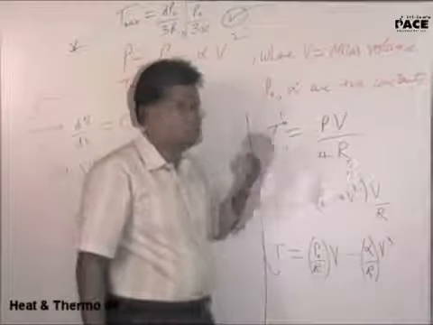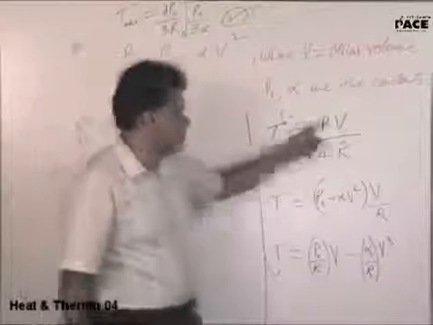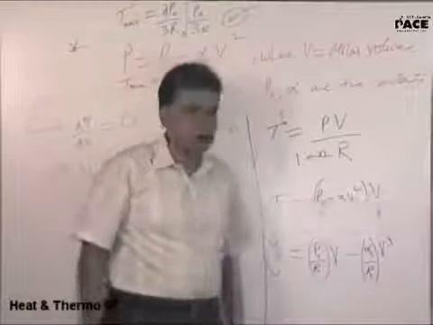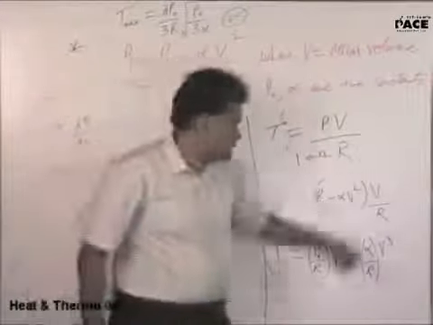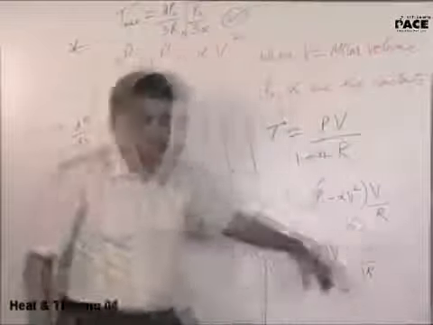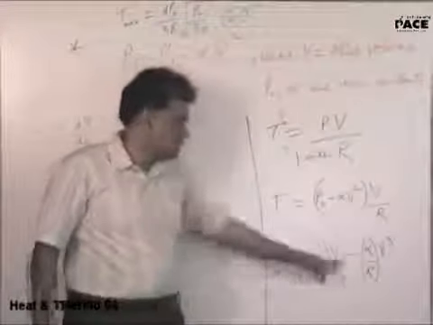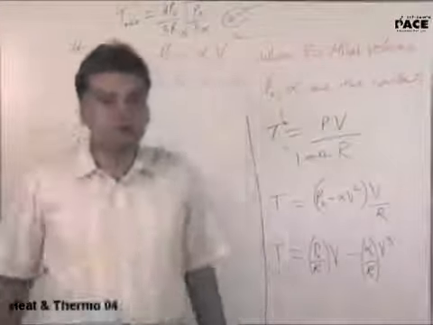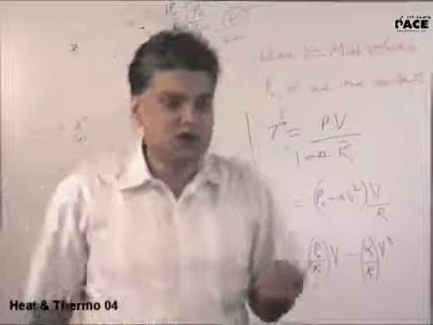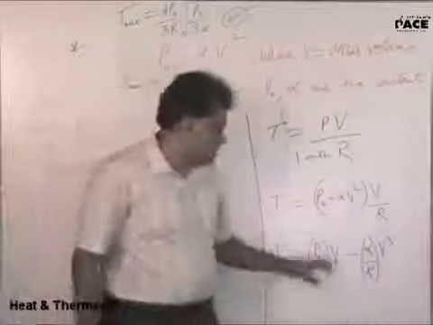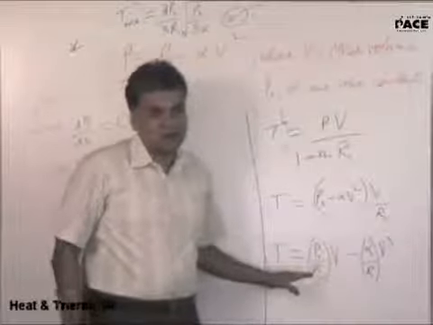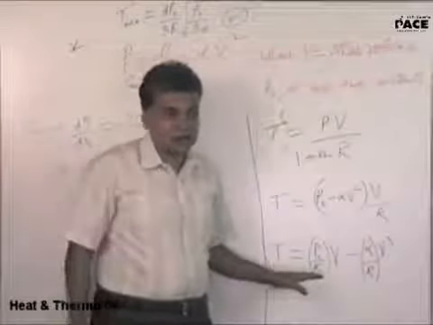So P is given to you as P naught minus alpha V square. So we put P naught minus alpha V square into V by R. Okay, so if we multiply this, we get this equation. This is the temperature versus volume function. Temperature versus volume function, we don't know how it is going to behave. So there is a certain maxima, that is the idea, because you are being asked for maximum temperature.